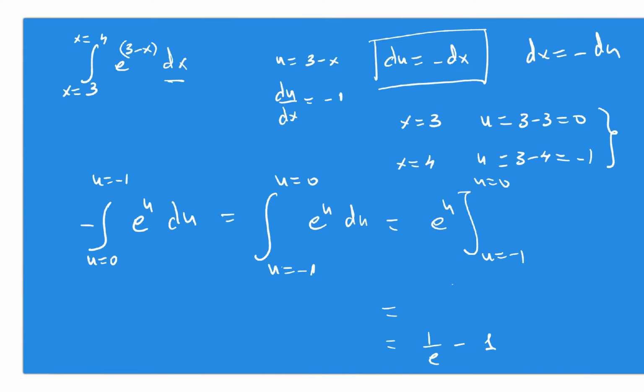Evaluating at the upper limit is e to the 0 minus e to the minus 1. And e to the 0 is 1, minus e to the minus 1. So it's 1 minus 1 divided by e. Sorry, what I did was g of b, the upper limit, minus g of a. Sorry, I did it in reverse. So this is the result: 1 minus 1 divided by e.